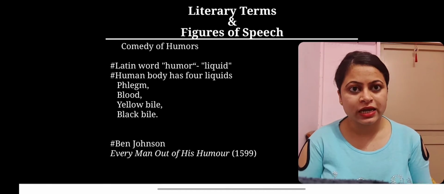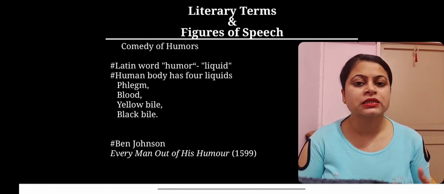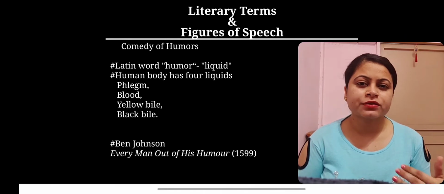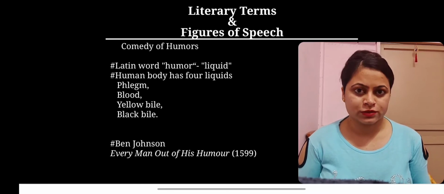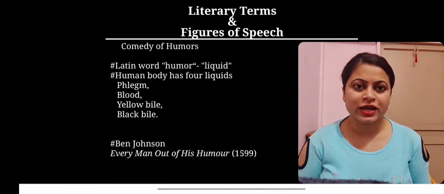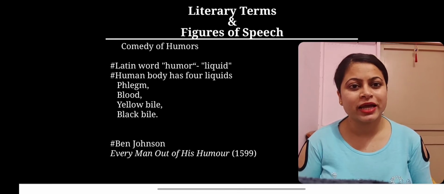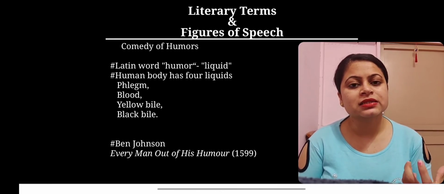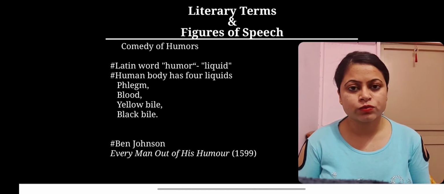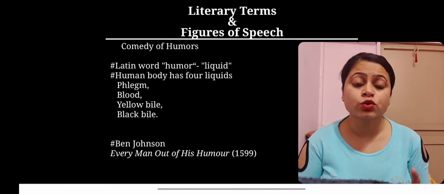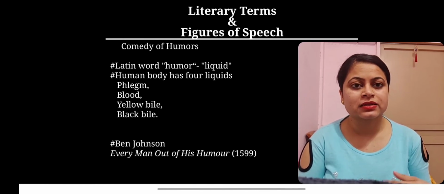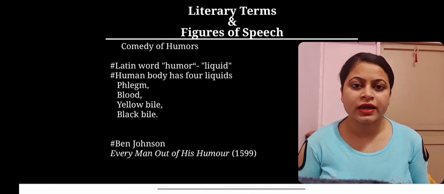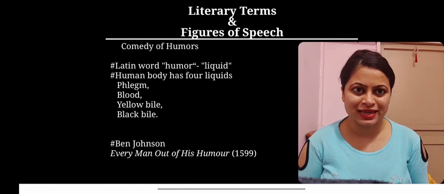This word humor is derived from the Latin word for liquid, and according to medieval and Renaissance medical theory, the human body contains four humors or four liquids, which include phlegm, blood, yellow bile, and black bile. What this theory suggests is that human beings have a balance. When human beings have a balance of all these four humors, then they remain healthy, a healthy mind in a healthy body sort of personality.